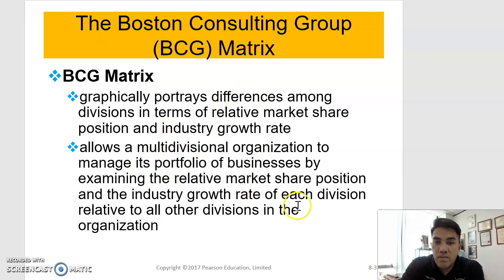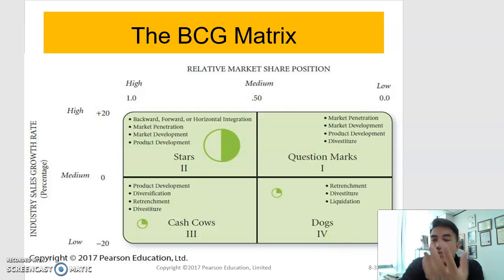So it allows a multi-divisional organization to manage its portfolio of businesses by examining the relative market share position and industry growth rate of each division relative to all divisions in the organization. So this is what you're going to get. We have the question mark, and then we have stars, and then we have cash cows, and then we have dogs.